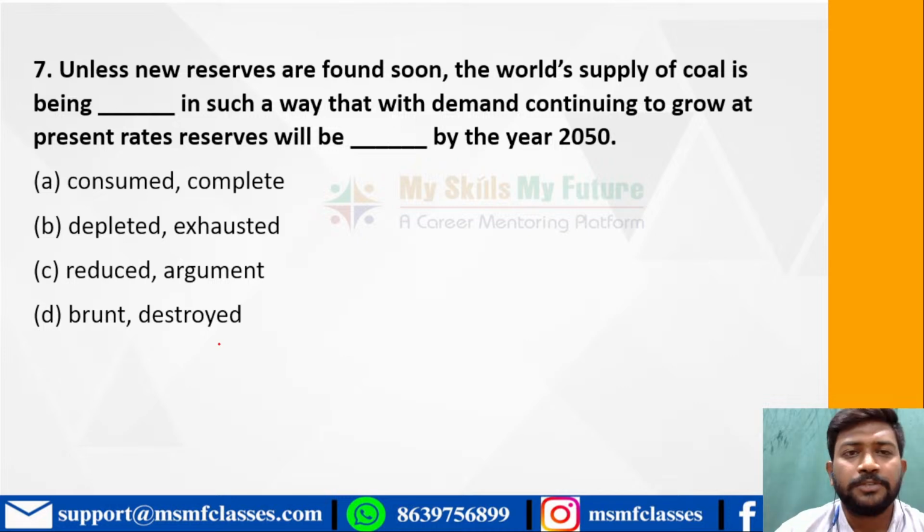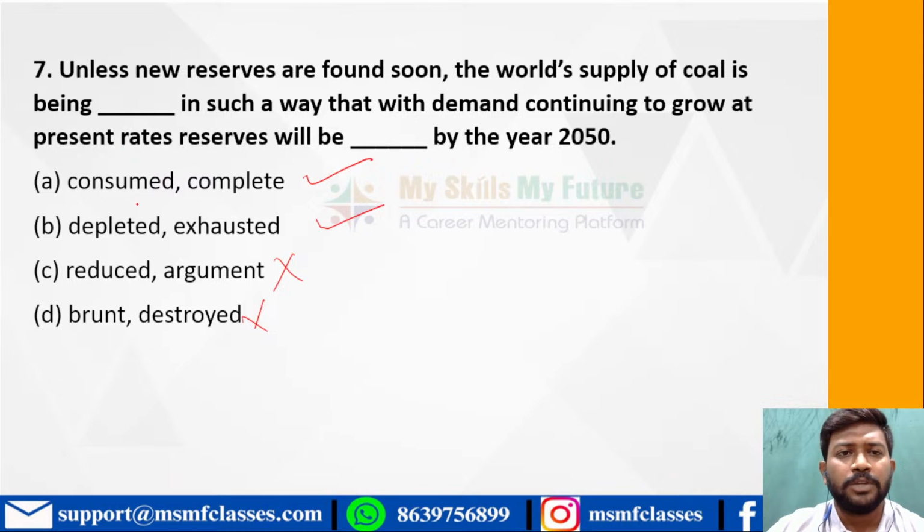Unless new reserves are found soon, the world's supply of coal is being dashed in such a way that with demand continuing to grow at present rates, reserves will be dashed by the year 2050. So they are speaking about the coal deposits. The world supply of coal is being dashed. What is happening to coal? Supply of coal is being consumed or depleted. We can use both, right? Both give the same meaning. It cannot be reduced or burnt, because of the way they are speaking about it.